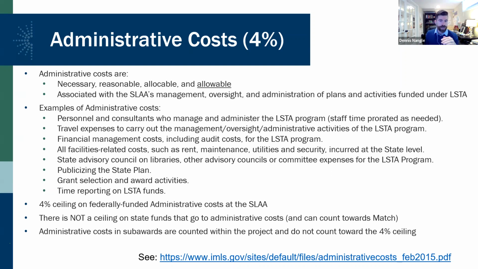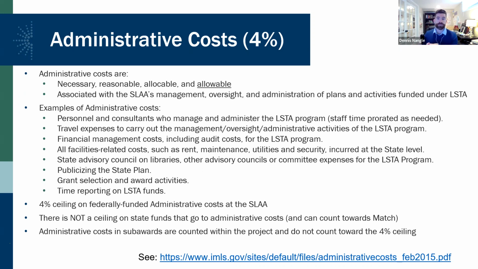As you can see here, there's a list of examples. Personnel who manage and administrate the LSTA program, travel expenses of those who would be maybe doing site visits or other sort of administrative activity would be considered an administrative cost. Any costs related to financial management or even audit of the LSTA program would be considered administrative. This is a big one that we see a lot and that we provide guidance on: facilities related costs, rent, maintenance, utilities, security. That would be considered indirect, but still related to the administration of the program. And so that would fall under administrative costs.